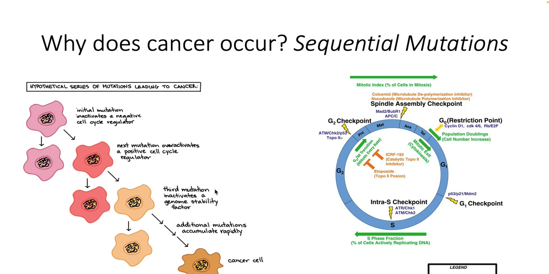And then you have a third mutation that inactivates a genome stability factor. So this is something that's going to cause extra mutations in the S phase because the genome is more unstable. And then once the genome is unstable, additional mutations accumulate rapidly, and then you have a cancer cell.